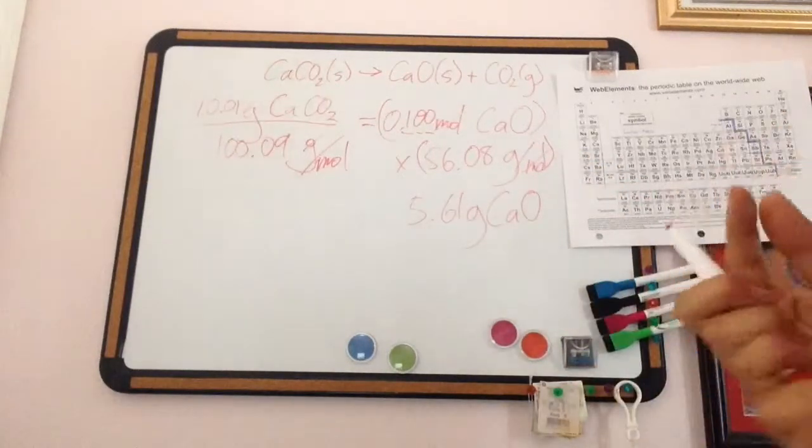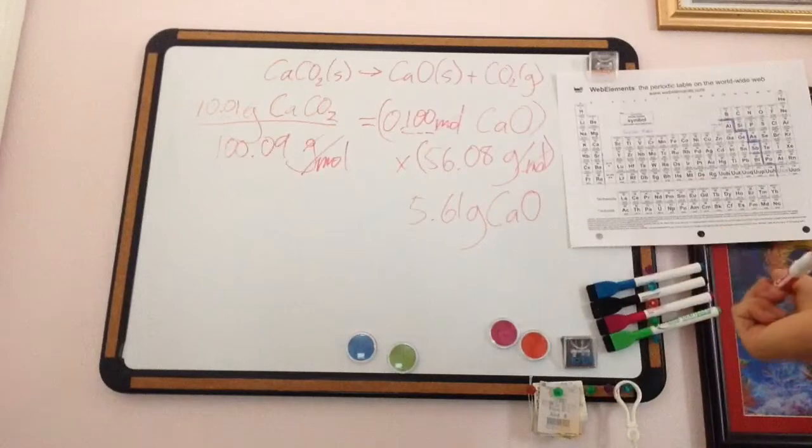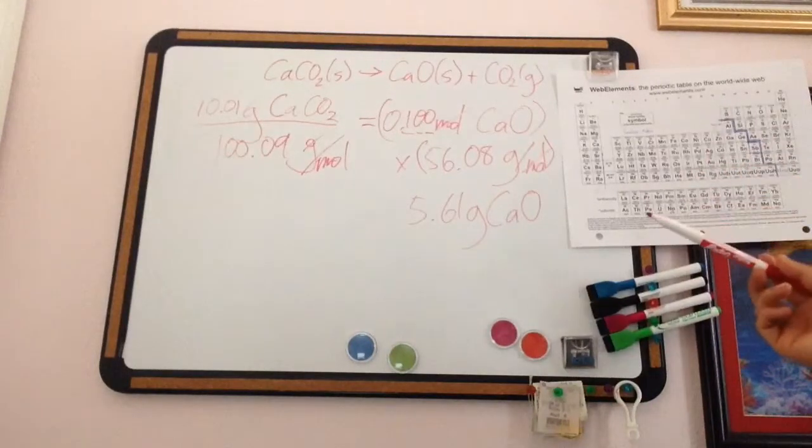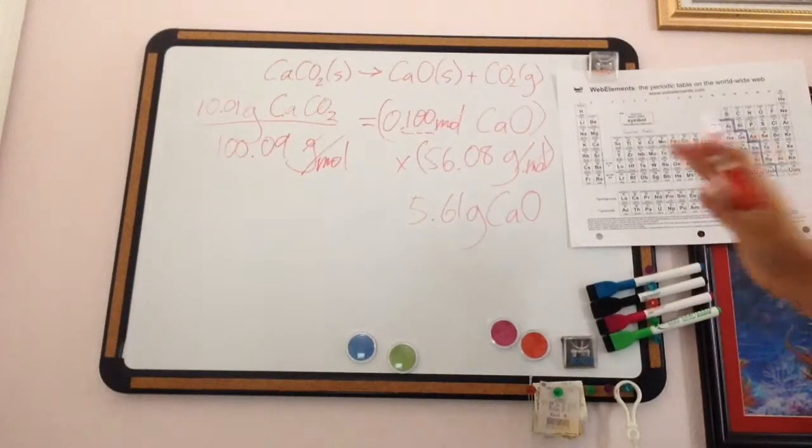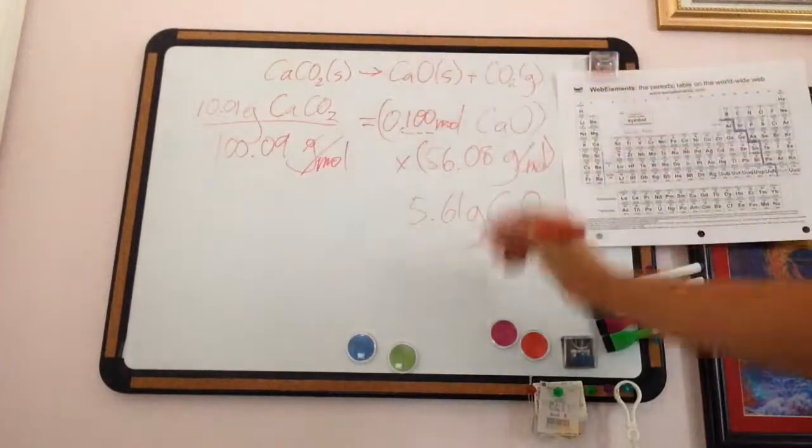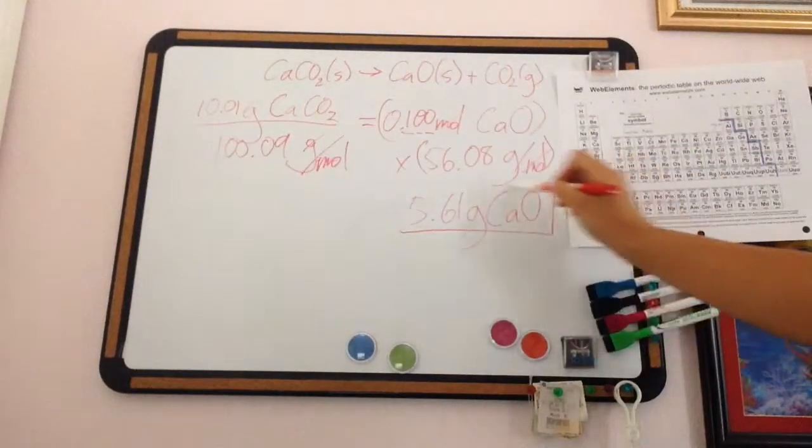And it's only 5.61 because with significant figures, when you multiply, you keep the least amount of significant figures, which here is 3, so we have 3 significant figures, and this should be your answer.